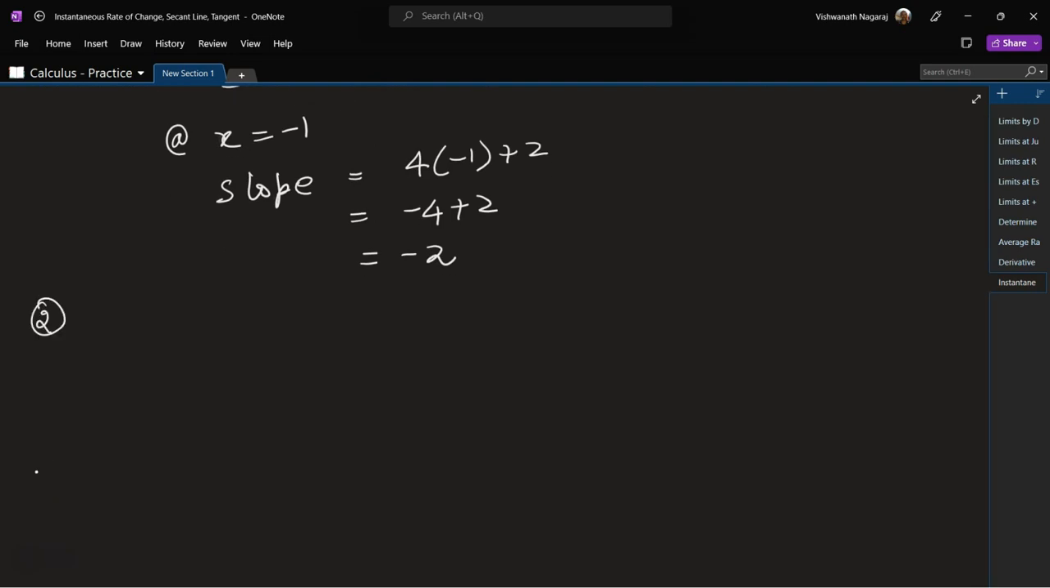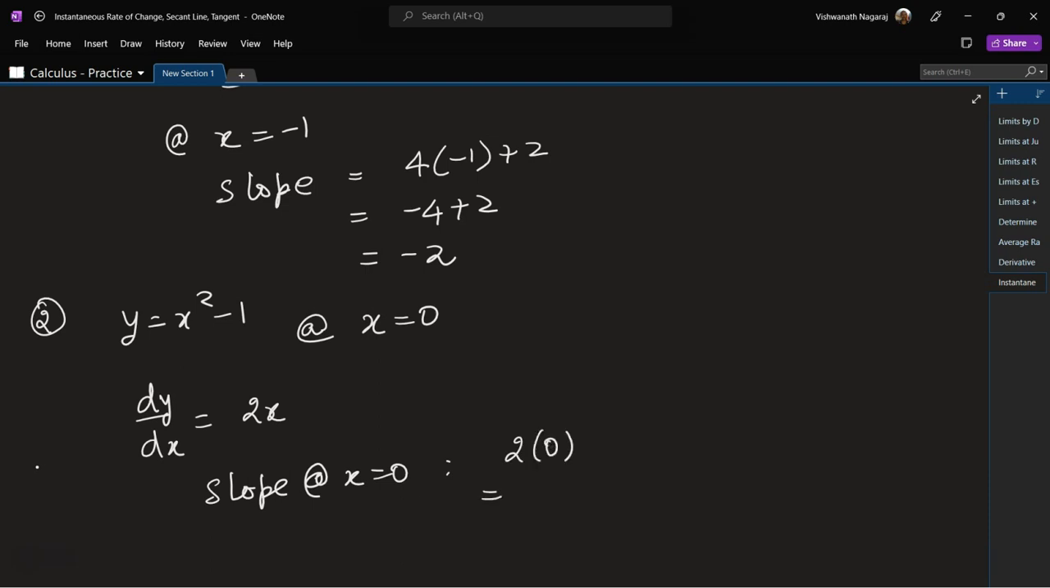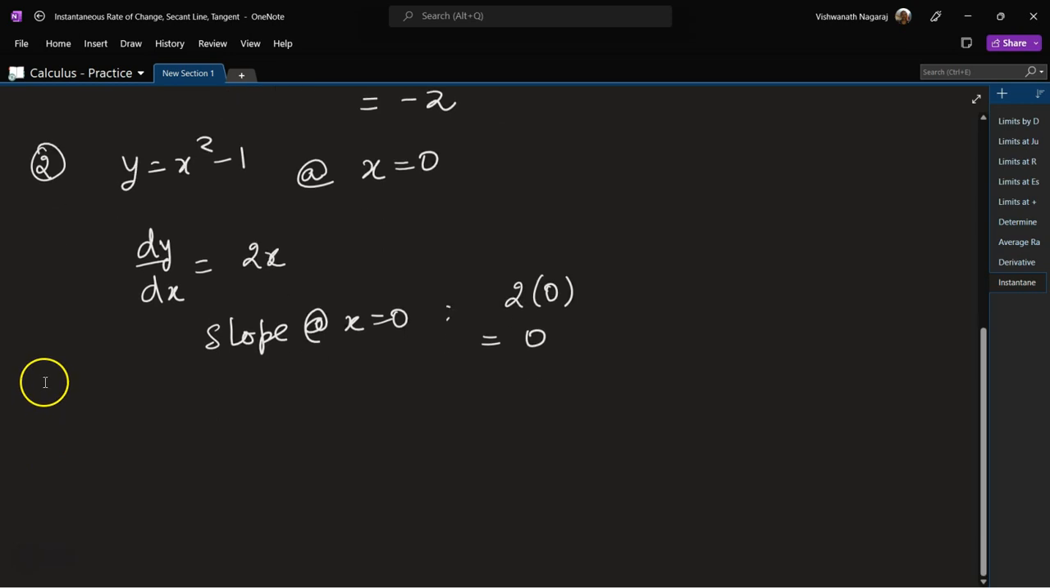Second problem, y is equal to x squared minus 1. And we have to figure out the slope or instantaneous rate of change at x equal to 0. So first let's figure out the derivative. dy by dx is equal to 2x minus 0. Okay. And slope at x equal to 0 would be 2 times 0, which is 0. So the slope will be 0.